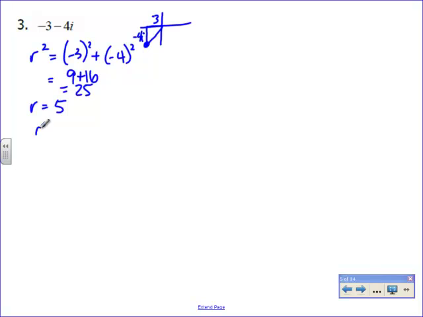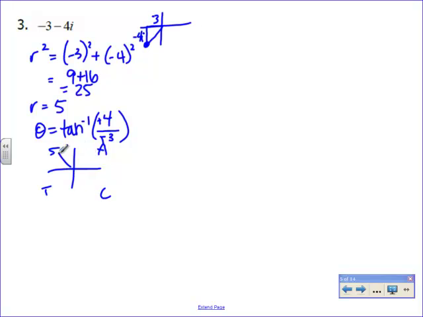Then when I go to find my theta, I take the inverse tan of the opposite over the adjacent. The negatives are going to cancel, so I'm looking for a positive tangent. Okay, so I eliminate S and C, and based on the quadrant that I know my point should be in, I know I'm really looking for an angle in this third quadrant. I do not recognize the ratio 4 over 3. It's not one of our special right triangles, so I'm going to have to use my calculator.